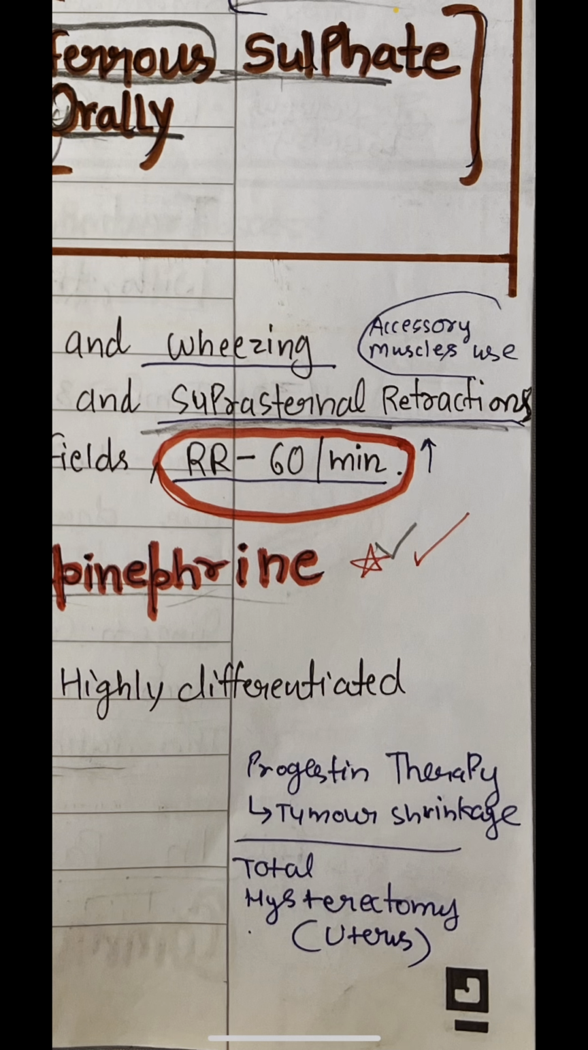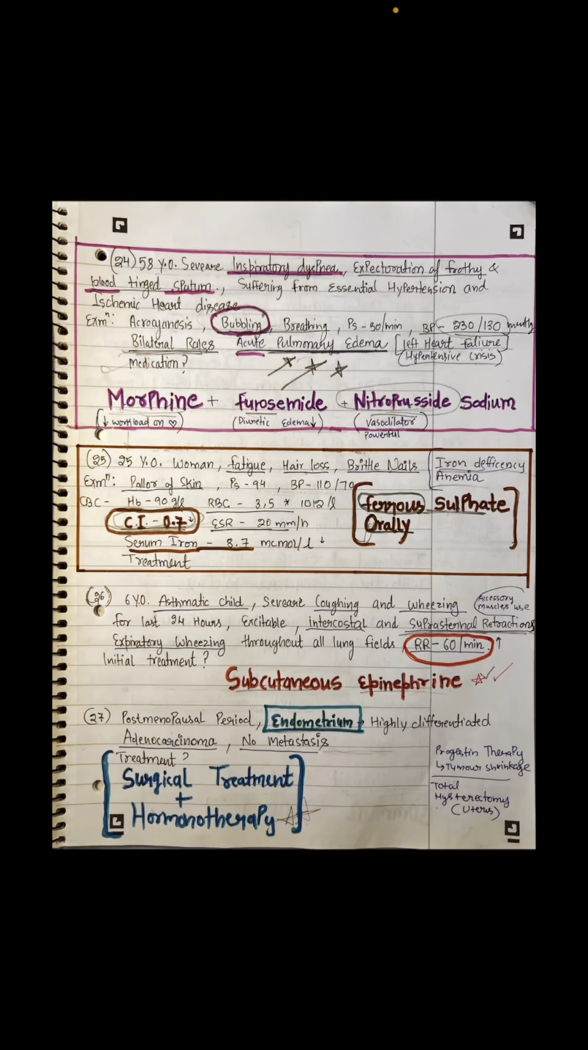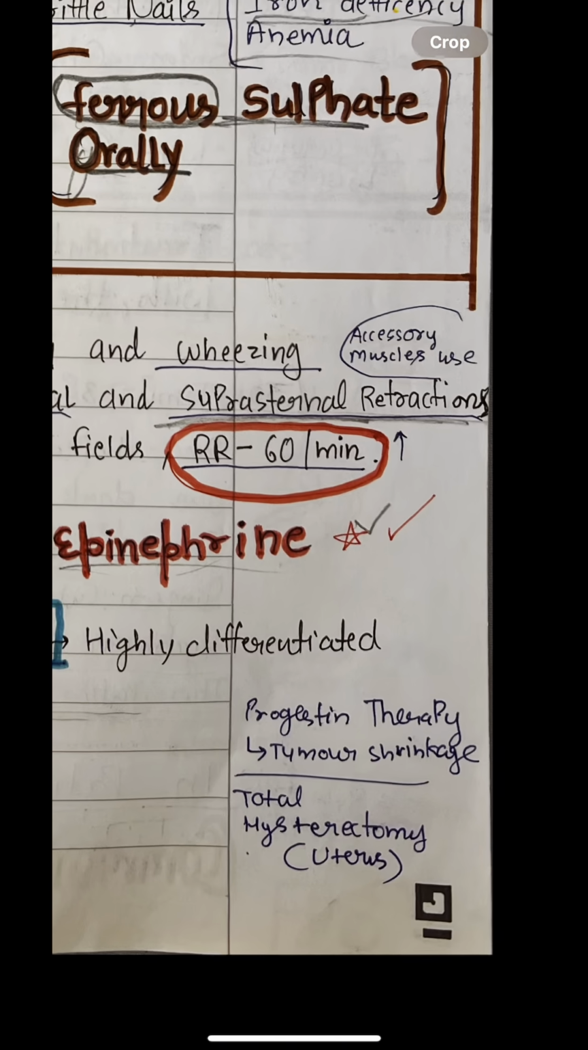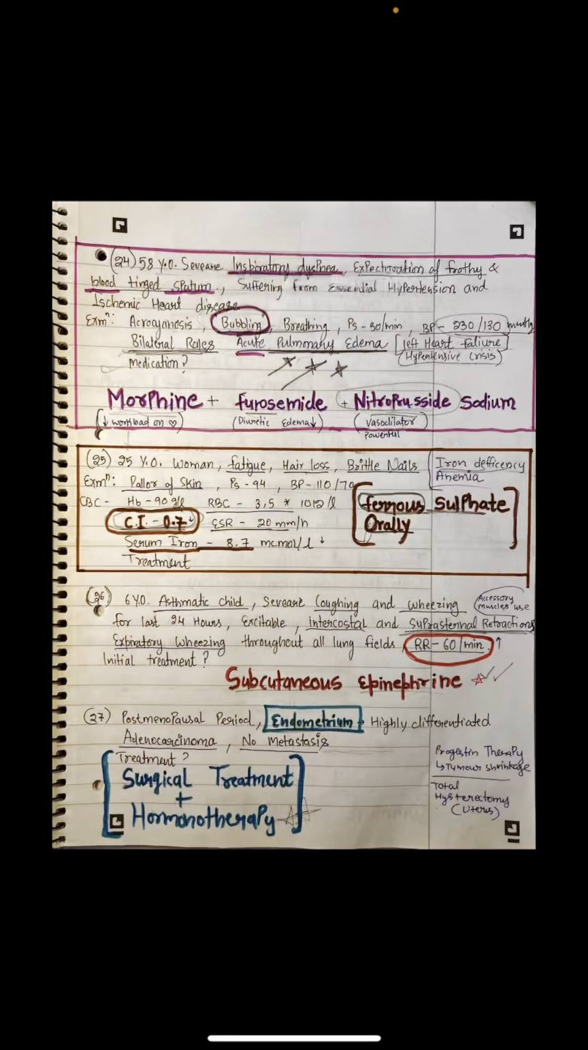We are going to provide progesterone therapy, sir. It will help with tumor shrinkage and better healing of the patient. Which surgery are we going to do in this question, sir? We are going to do hysterectomy, the uterectomy or hysterectomy, you can say. Hystero means uterus. So we are going to do hysterectomy. Let's move to the next patient.